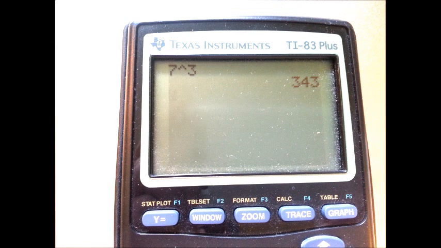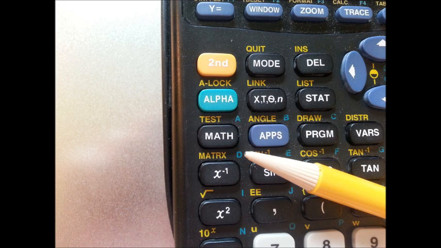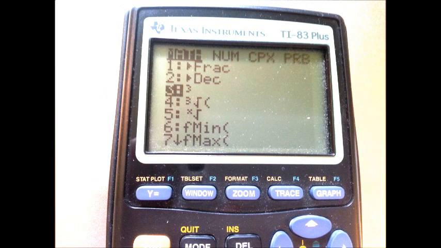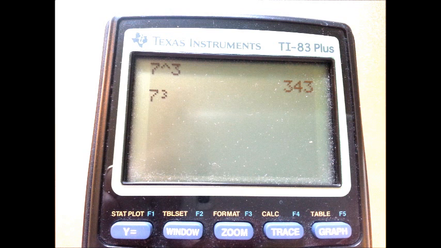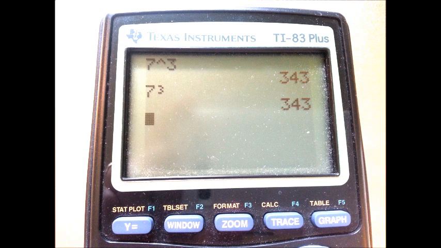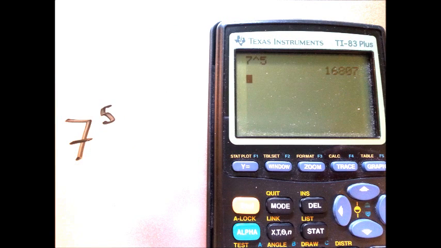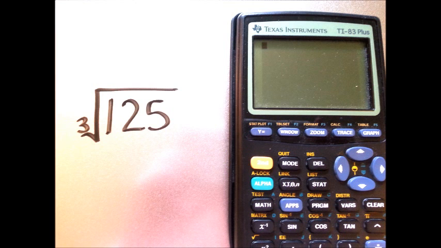Alternately, for cubing, you can press the math button. This brings up a menu where you can see cubed is the third option, and find your 7 cubed that way. If you're asked to find the value of 7 to the power of 5, we have to use the hat button. If you'd like to find a cube root, we have two ways to do that.